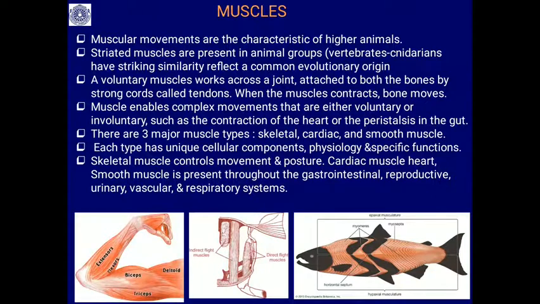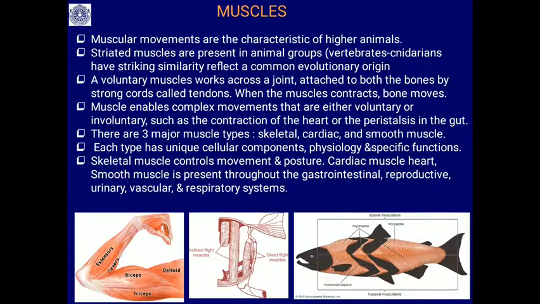So it is your locomotion, or else your walking, running, your jogging, or else the movement of your hand, movement of your fingers, and facial expression, then the movement of food in your digestive tract, movement of the blood in your blood vessels, urine in your urinary tract. So every movement is because of muscles. So muscular movements are the characteristics of the higher animals.